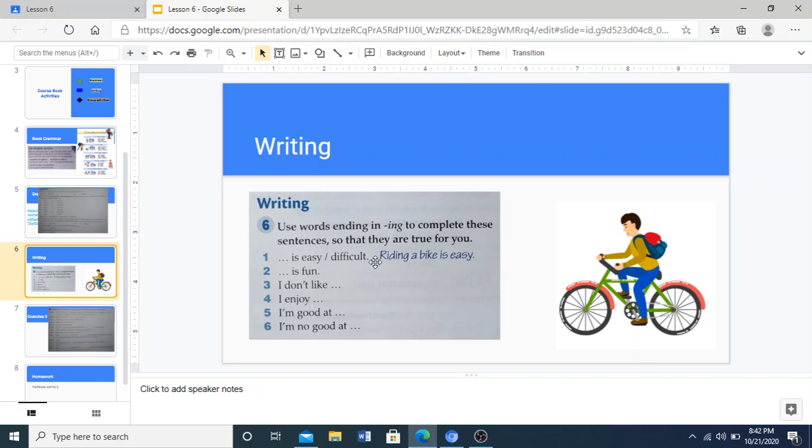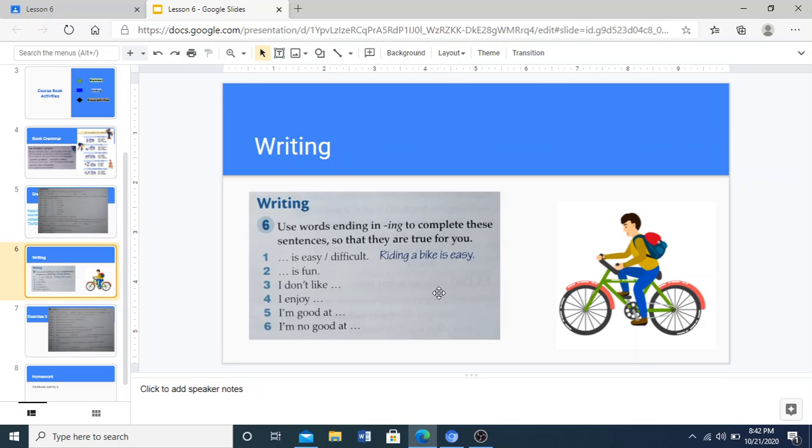So, for example, for me, I can choose to say cooking plof is difficult because I don't know how to cook plof. Okay, so put a gerund here to make it true for you, an ing form. Number two, dash is fun. If I want, I can say playing football is fun. There's a gerund there. I'm just giving you examples. And here, for 3, 4, 5, 6, you put a gerund at the end.